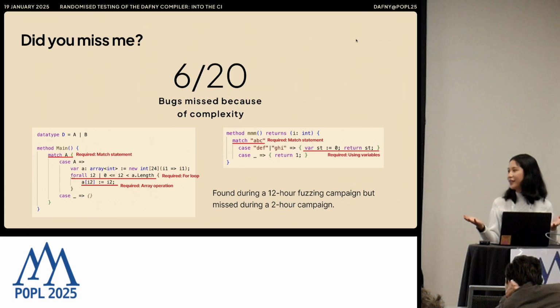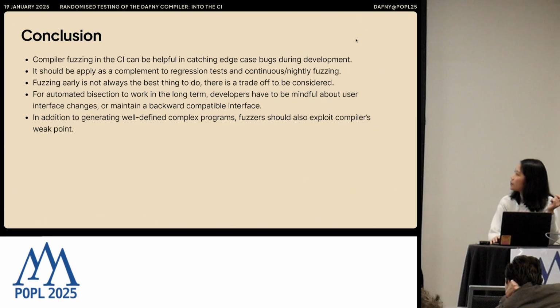Maybe as like a nightly fuzzing. So we would have nightly fuzzing, and then we would have fuzzing in the CI. So to conclude, I think compiler fuzzing in the CI can be really helpful in catching edge case bugs during development. It should be applied as a complement to regression testing and as a complement to nightly fuzzing as well.